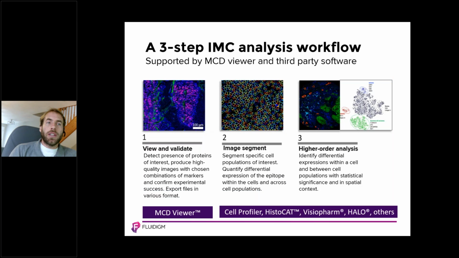Once you have your images collected, the next step is view and validate. This can be done in MCD Viewer, right? This is software that will enable you to visualize your images and make those pictures that you're going to use for publications. From there, you can send it off into CellProfiler and HistoCAT, or maybe VisioPharm and Halo, which are commercial solutions, to segment your cells and your images. And then generally people will do some higher-order analysis to identify differential expression within a cell, between cells, the spatial context of cells, all of those kinds of things.